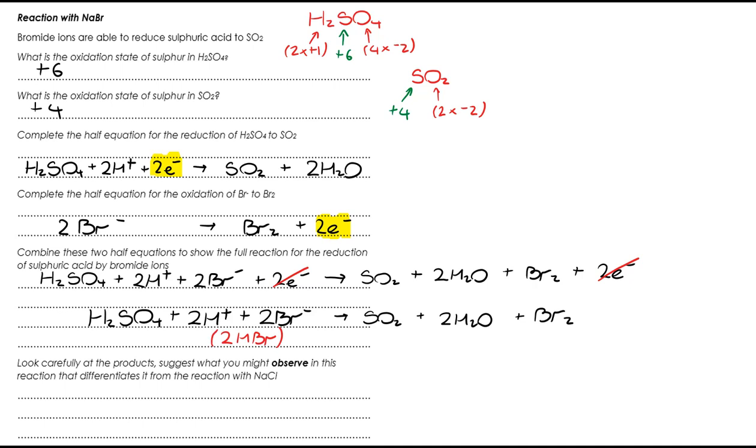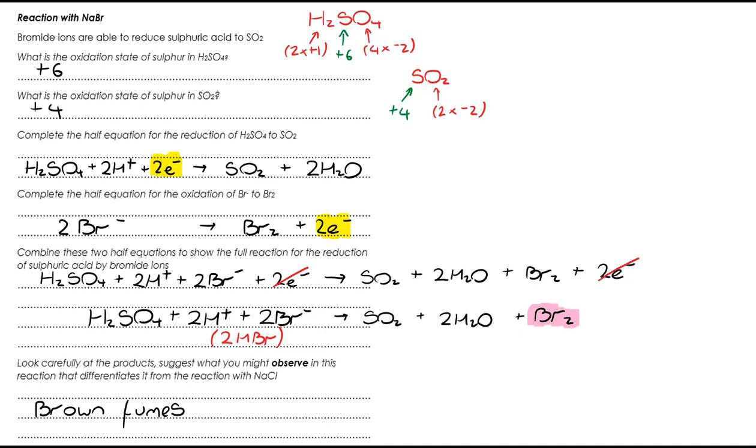Now, when you look at this and you're considering the observations, yes, we've got white fumes of HBr, but that won't be the only observation here. Look carefully at the products and decide what else would you see. And what I'm hoping you recognised is we've made bromine, and with bromine we would get brown fumes.